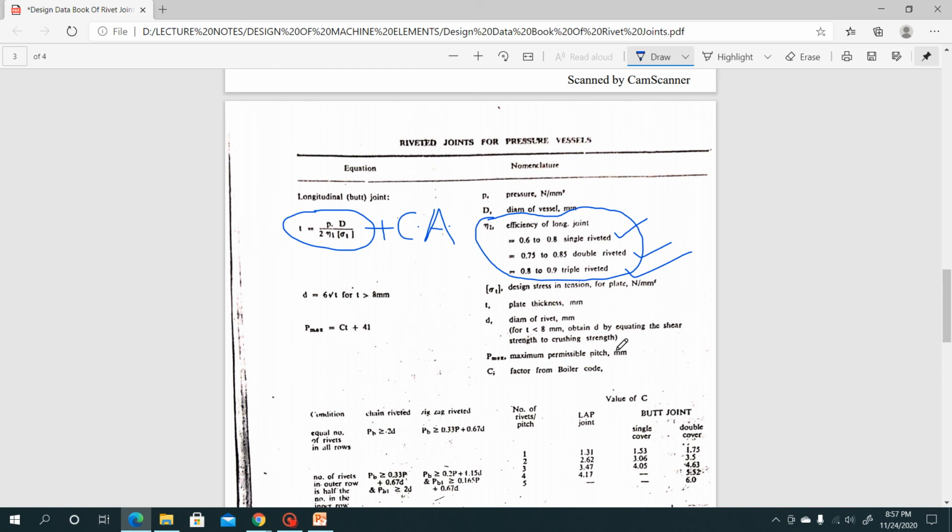If in the problem the value of eta L is given to you, you have to use that particular value. If it is not given, then you have to identify which type of rivet joint you are going to design. If you are designing a double riveted joint, you know that from the data book the value of eta L varies from 0.75 to 0.85. In between any value you can take and you have to design the particular boiler joint. Is it clear?